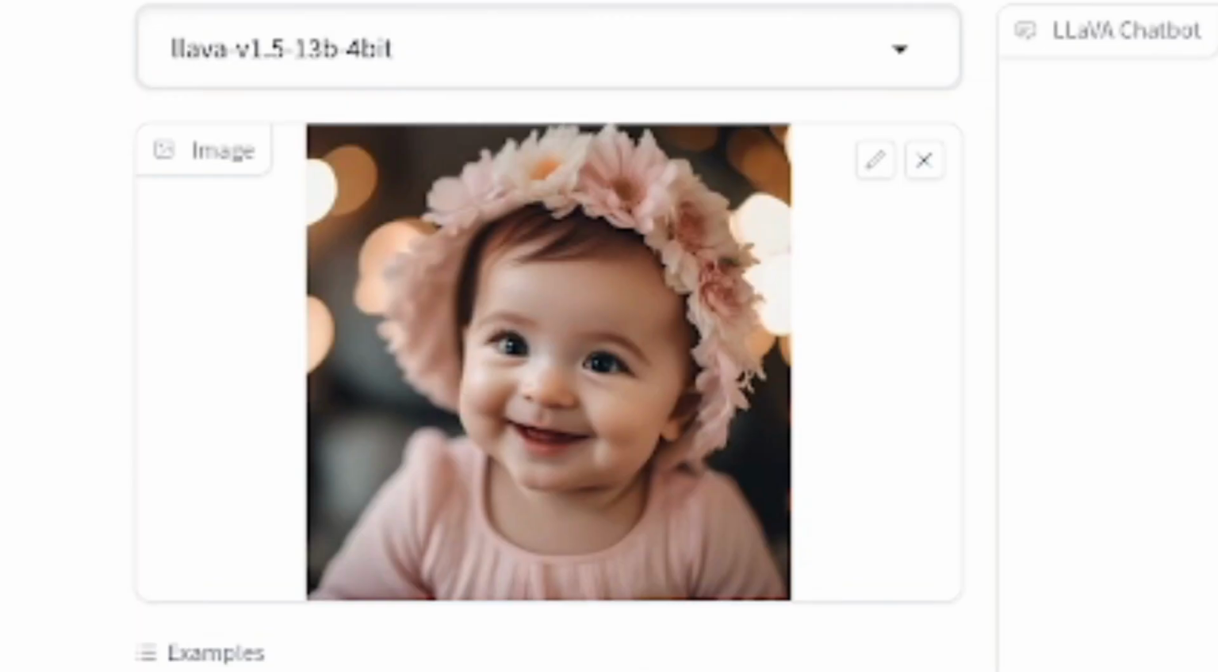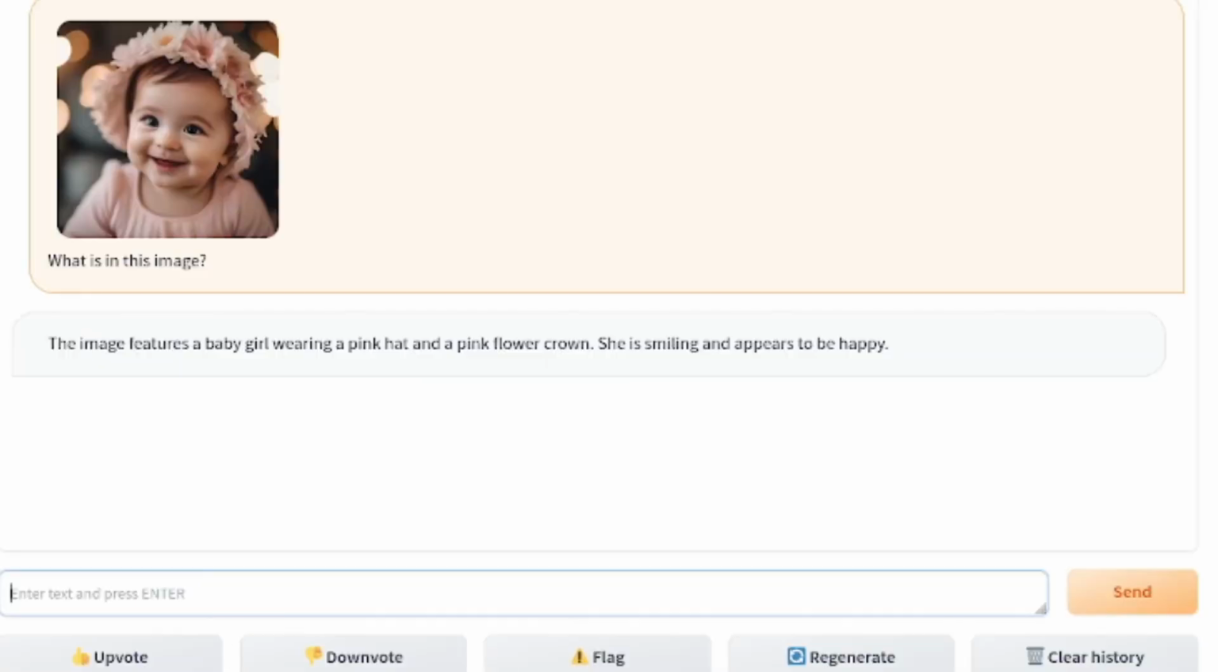Level 1. We as humans can tell that this picture depicts a baby. Now, I wonder if this model can also see that. And it tells us that yes, indeed, this is a baby.